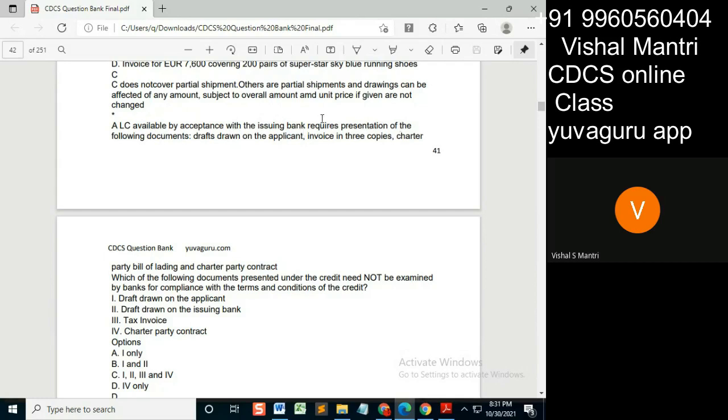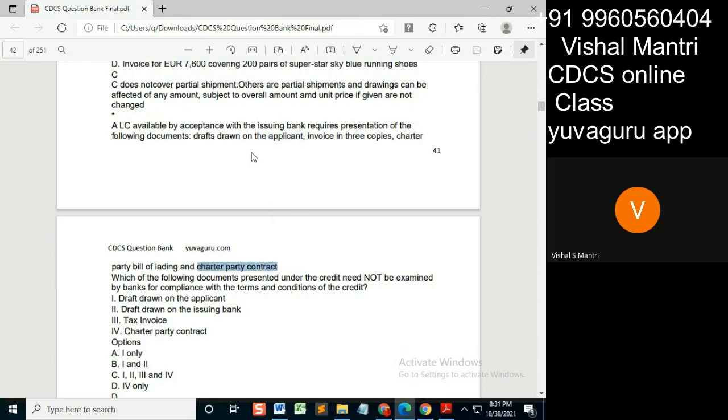Bank requires the presentation of the following docs. Okay. Draft drawn on the applicant. Okay. Invoice in three copies. Invoice in three copies. That's okay. Charter party bill of lading and charter party contract. So this is Article 14.